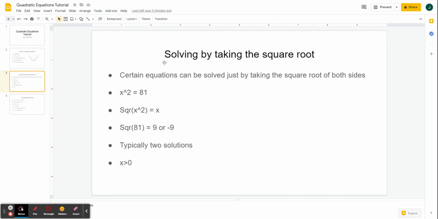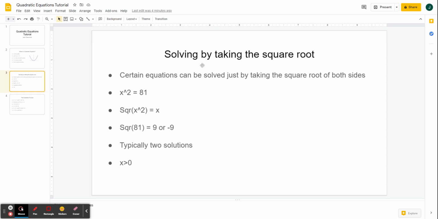So one way to solve a quadratic equation is simply by taking the square root of both sides. Certain equations can be solved by taking that square root. So in this quick example, we have x squared equals 81, and then we just take the square root of both sides. The square root of x squared is x, the square root of 81 is 9 or negative 9, and that will be our solution. x equals 9 or x equals negative 9.